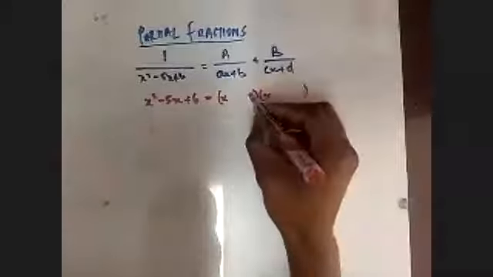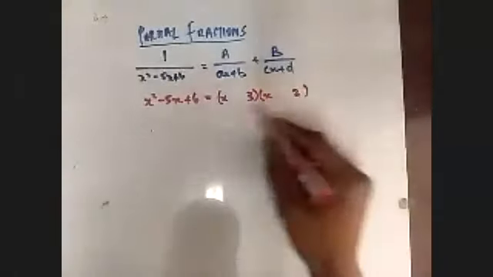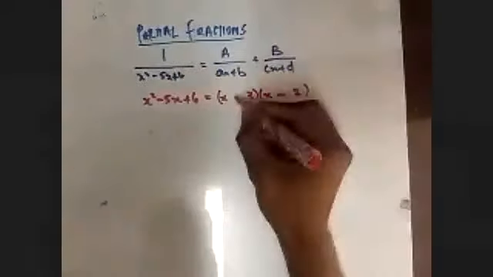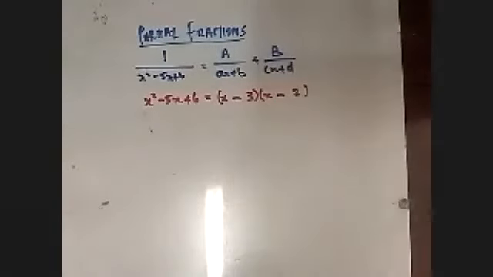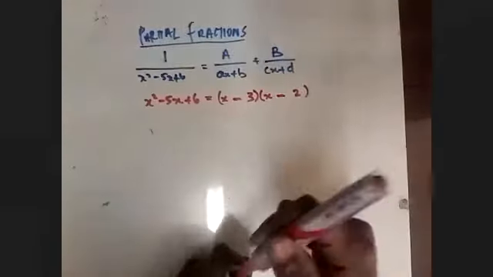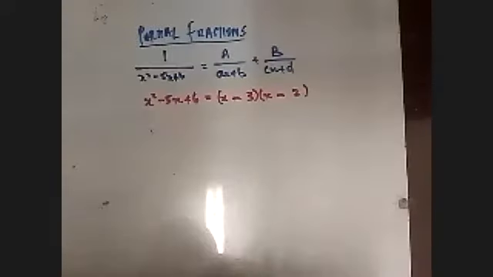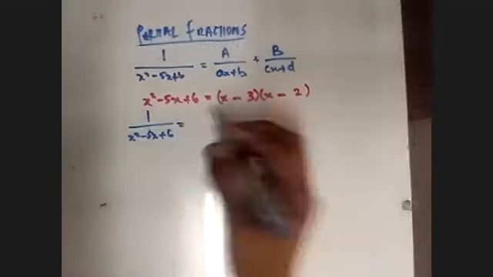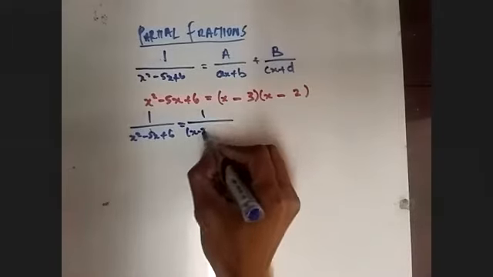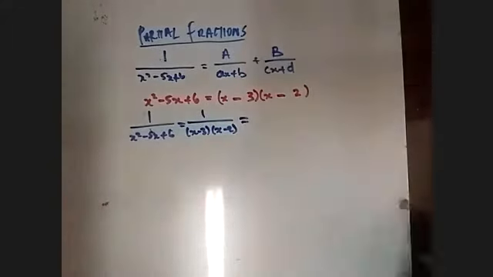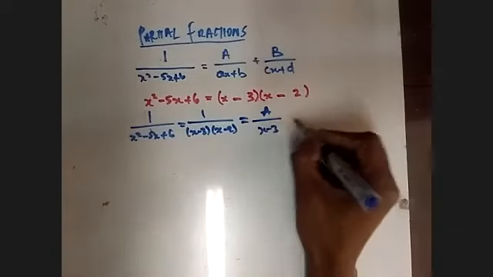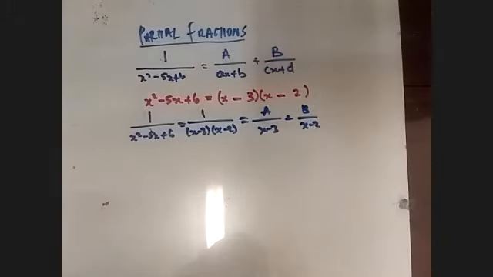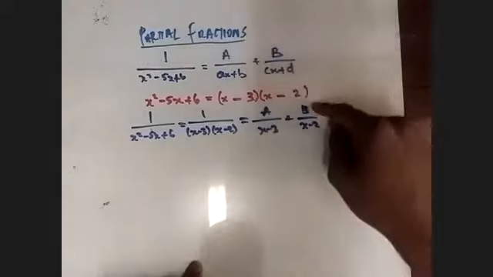3 and 2. So what are the signs? Negative. Thank you very much. Negative. Okay. So therefore, this means that 1 over x squared minus 5x plus 6 can be rewritten as 1 all over x minus 3, x minus 2, which can be rewritten as a all over x minus 3 plus b all over x minus 2. But in this case, I said to you, please find me the exact values of a and b respectively.